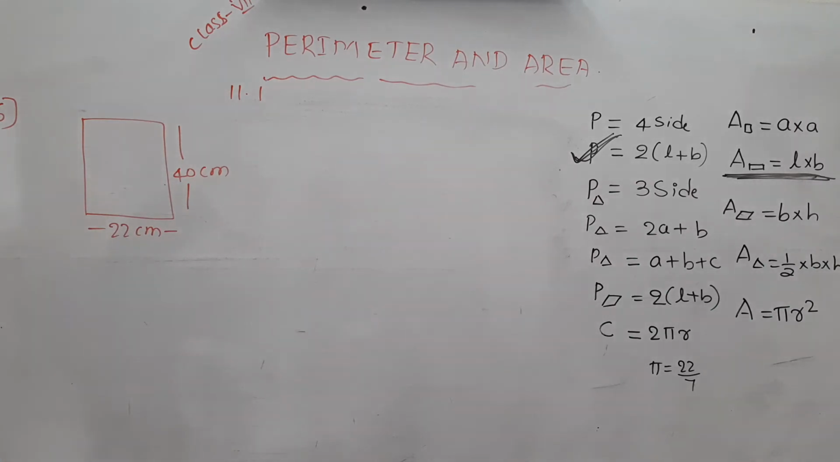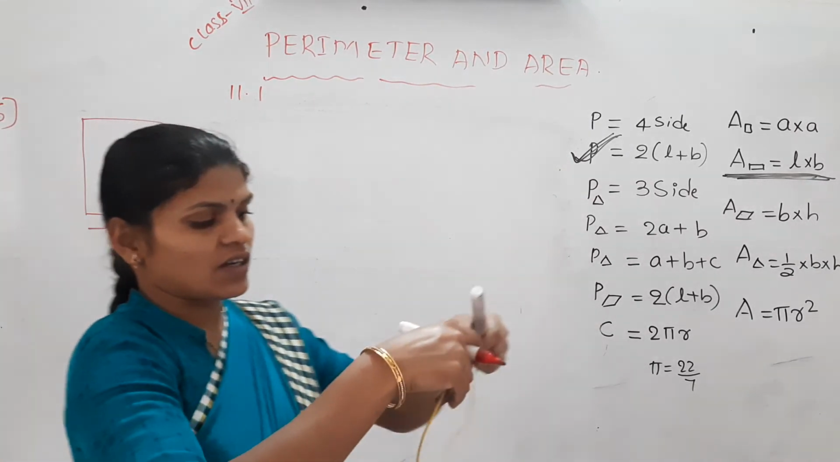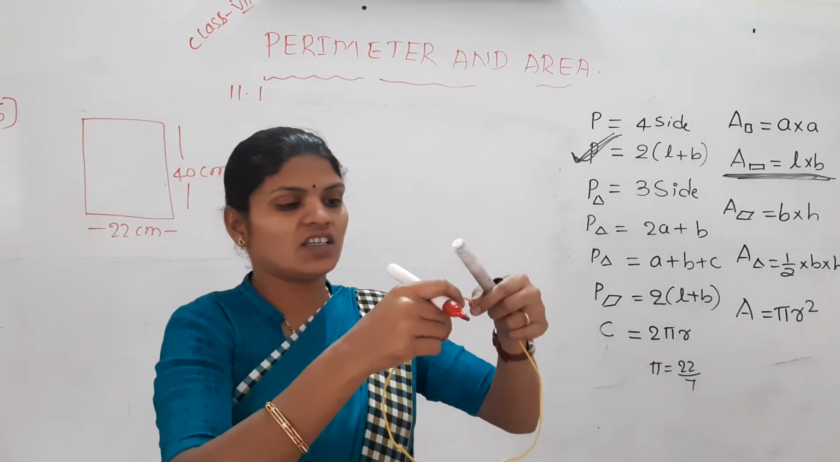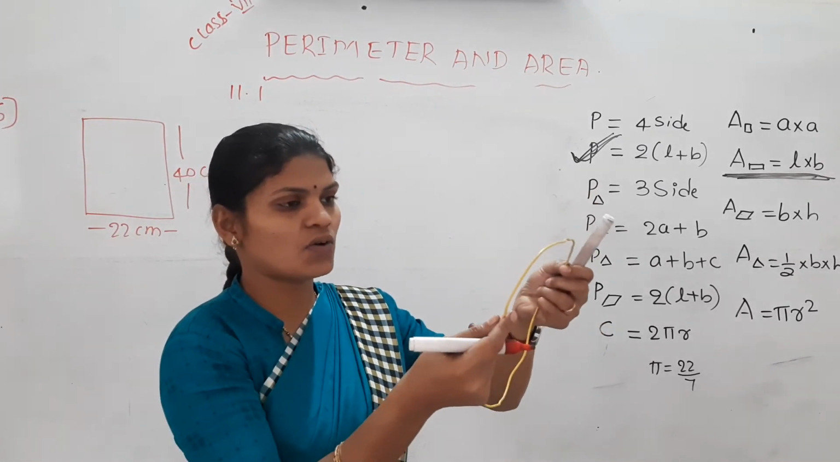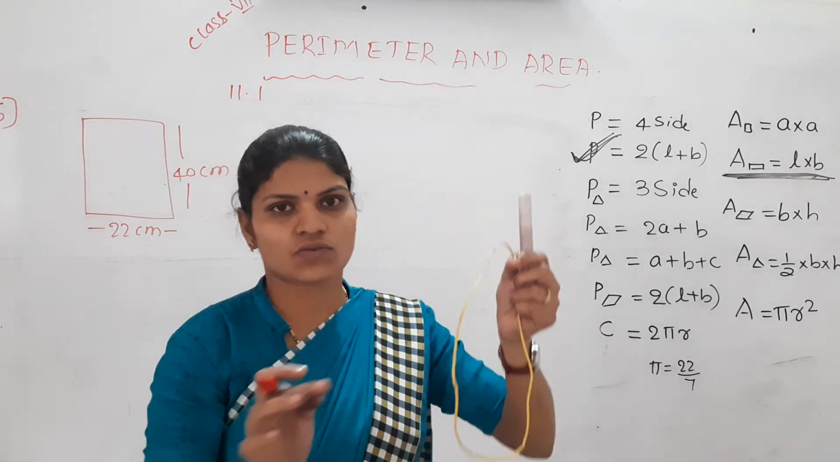Okay, what will be the measure of each side of the square? Suppose if you rebend it in the form of a square, what is the side of each square?